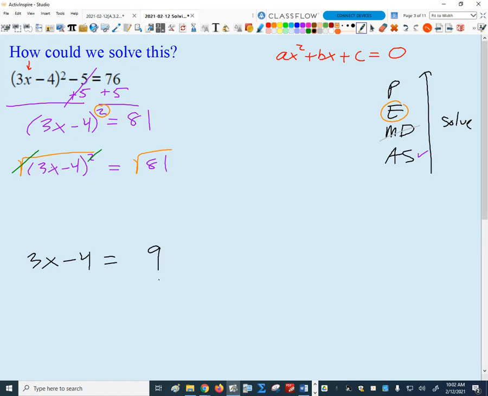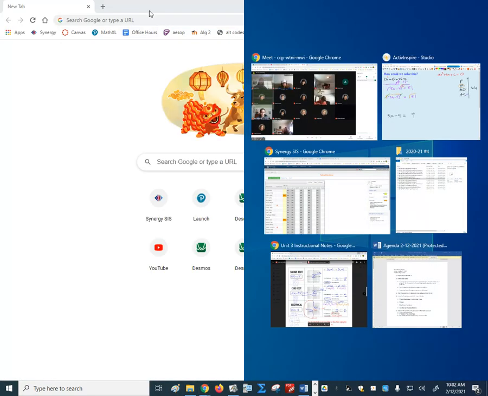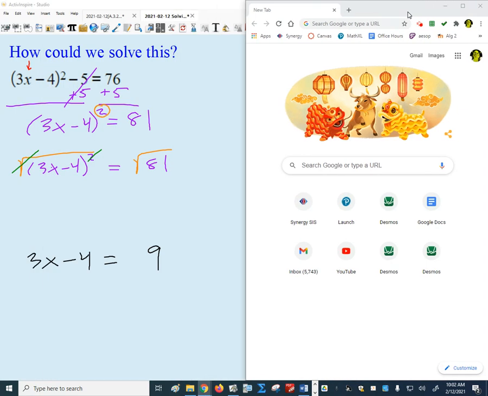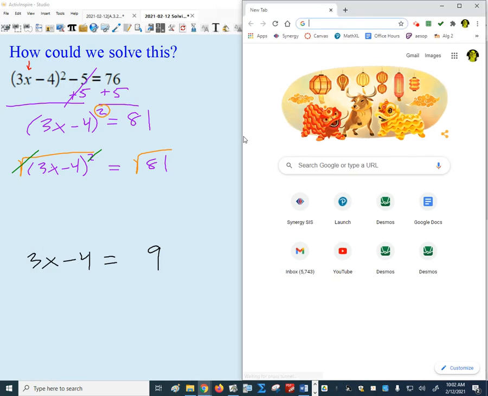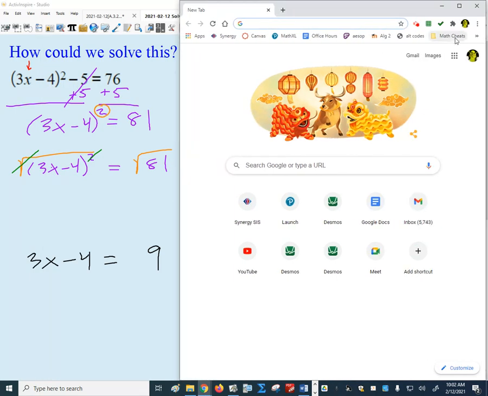Okay, let's check that one graphically. I kind of want to start making connections between the function and its graph. So what if I go into Desmos here? Let's go into Desmos and graph this thing and see what we get.